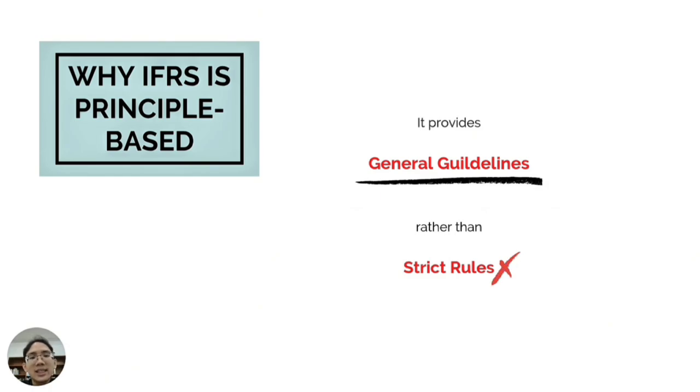Why is IFRS principle-based accounting? This is because IFRS provides general guidelines for accountants to refer to rather than strict rules that mandate them to follow. In other words, accountants can record the transactions based on their understanding as long as it is in line with the guidelines provided, but it doesn't have to be 100% the same as the rules.